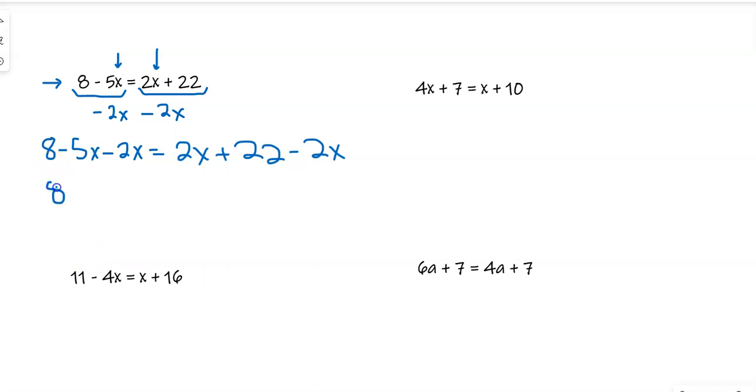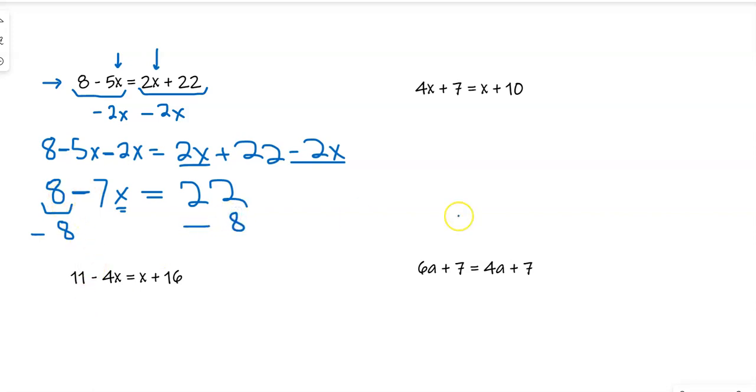Now before we move on, first we're going to simplify. On one side we have 8, and then we have minus 5x minus 2x. That will be minus 7x equals 2x minus 2x is 0, so we'll have only 22 on this side. Now we have unknown value only on one side. Good. Now we want to isolate it, so we need to get rid of the 8 here. So how are we going to get rid of 8? We're going to subtract 8 from both sides.